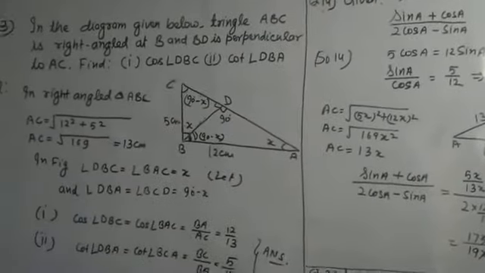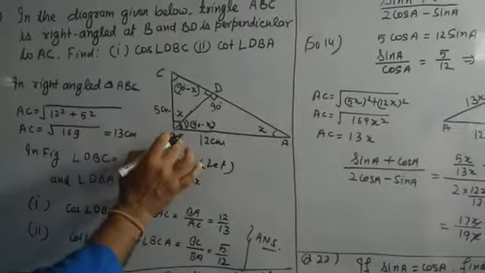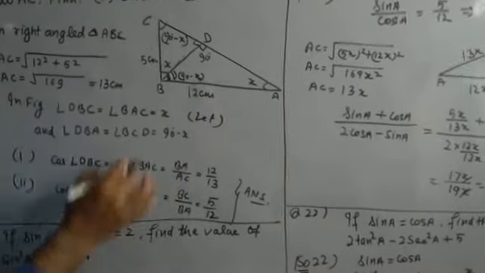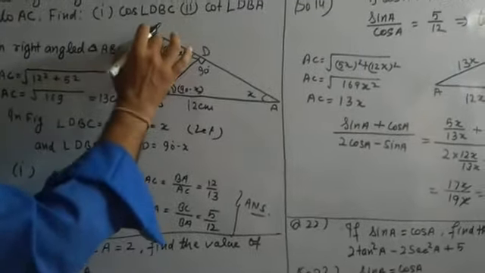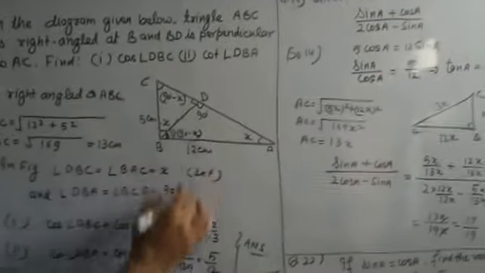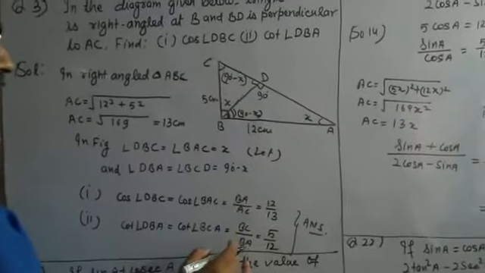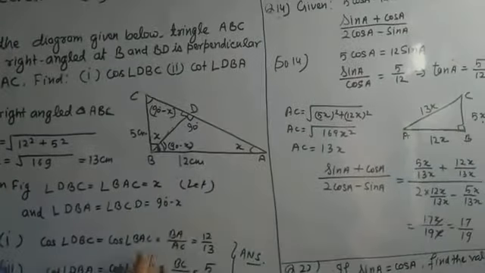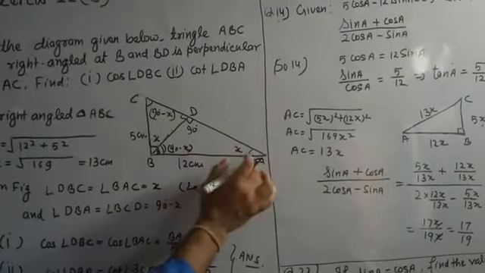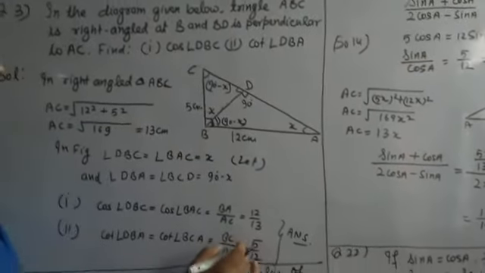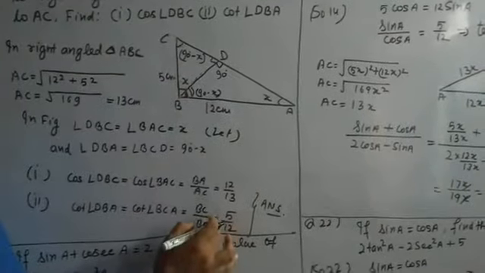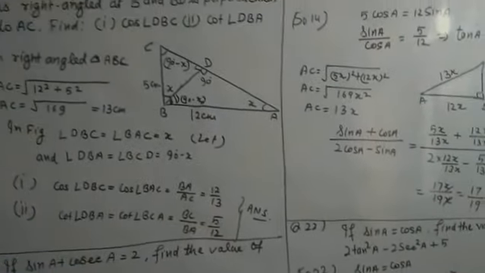Cot DBA may be written as cot BCA, that is base upon perpendicular, because this is cot, this BC by BA, that is 5 by 12. Answer.